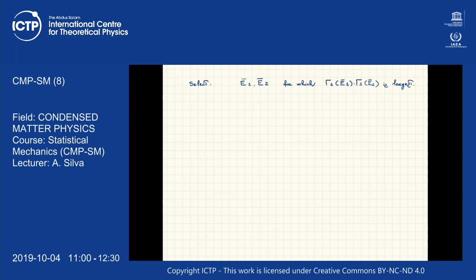Now, if you select it, then you will have that gamma 1 E bar 1 times gamma 2 E bar 2 is going to be smaller or equal than gamma of E, which is going to be smaller or equal than E over delta times gamma 1 E bar 1 times gamma 2 E bar 2.